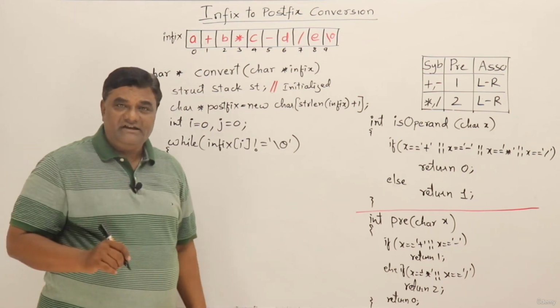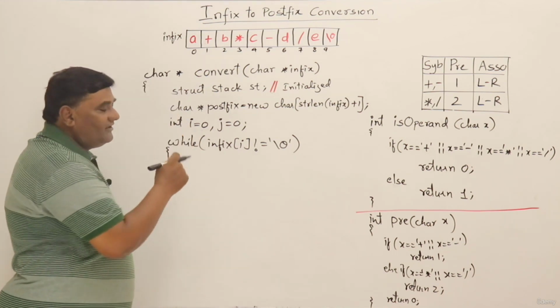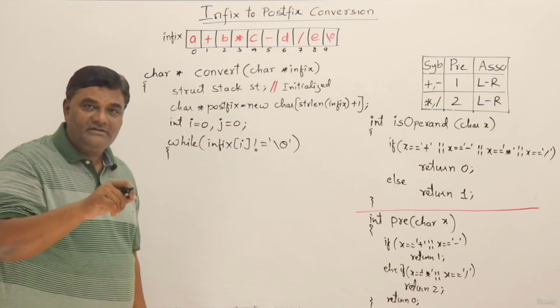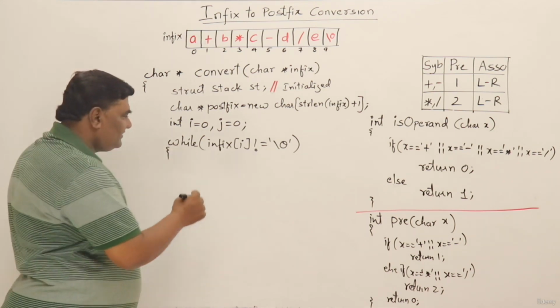Then what I have to do every time? So if you remember the procedure, we were checking every symbol whether it is an operand or operator. So if it is an operand, we were adding it to postfix. So that code I will write down.